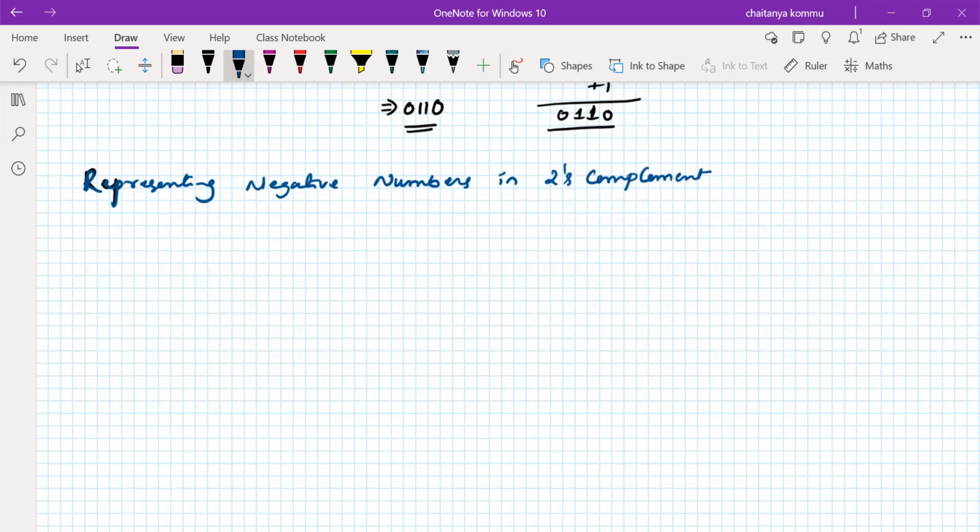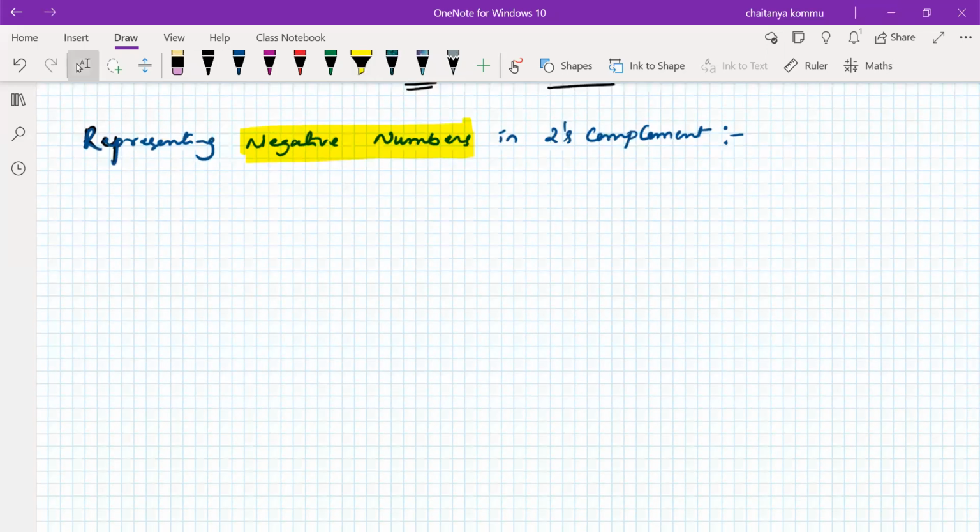When we are realizing the circuit, we can understand this one. First of all, you have to understand how we represent negative numbers. Very important. How do we represent negative numbers in 2's complement form? Previously we have represented negative numbers in sign magnitude representation. But here, how do we represent that? For example, I want to use 4 bits.